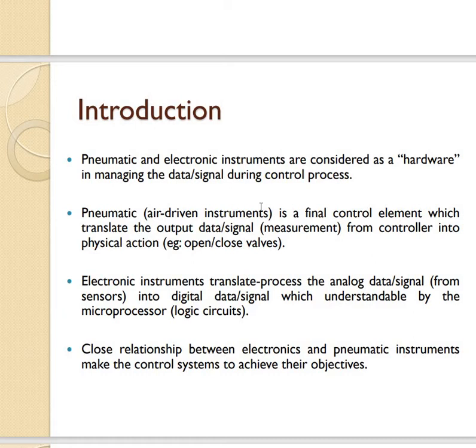Okay. The close relationship between electronic and pneumatic instrument is to make the control system achieve its objective. So inside the control system, we have both electronic and also pneumatic instrument. These two types of instrument will work together in order to ensure the process is controllable in order to achieve the set point, the desired target.